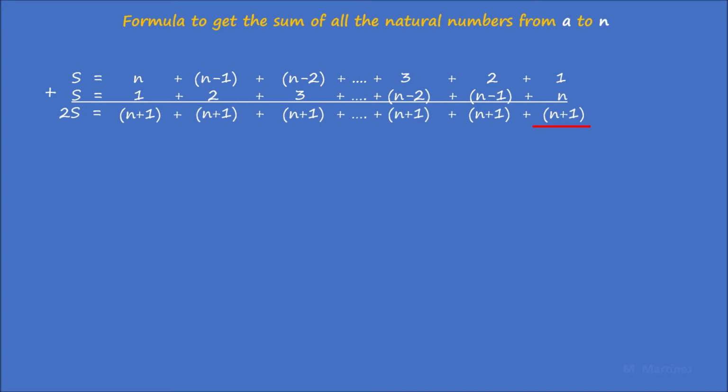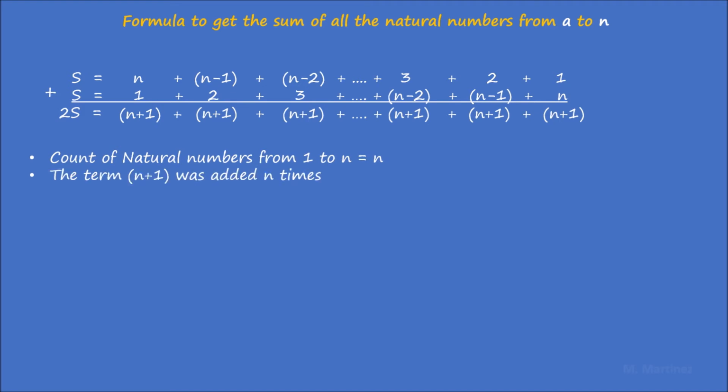If we count the term n plus 1 in this equation, it is equivalent to the count of the natural numbers from 1 to n. The count of natural numbers from 1 to n is equivalent to n. Therefore, we can say that the term n plus 1 was added n times.